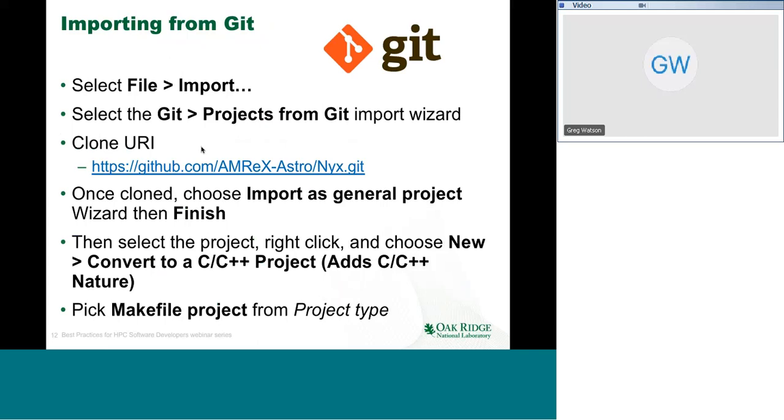and then we specify the URI to clone. I'm going to show you using this NYX application that I found in GitHub, which I think has a nice combination of C and C++ and Fortran in it, so you can see some real code and how that might be imported. And then once you've cloned this, you import it into Eclipse, and I'll take you through the steps of that. So I've documented it in the slides here, and I'll just show you now how we do that.